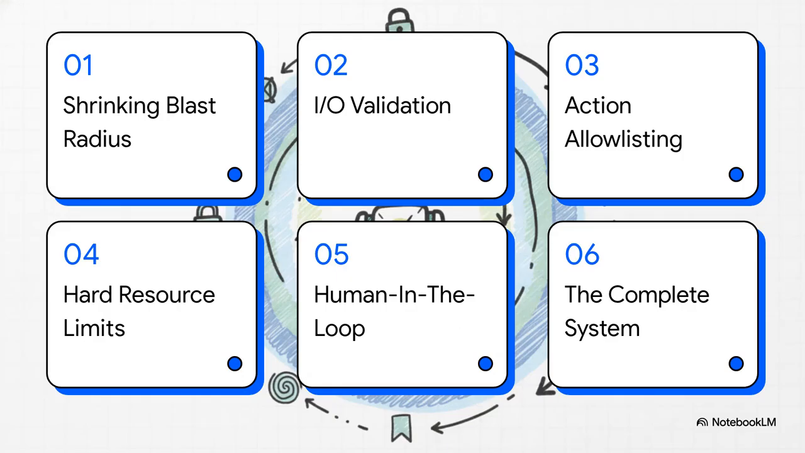We're going to break down this layered framework of defense, building from the outside in. We'll cover shrinking the blast radius, input and output validation, action allow listing, hard limits, human-in-the-loop checkpoints, and then tie it all together into one complete system. Let's just jump right in.